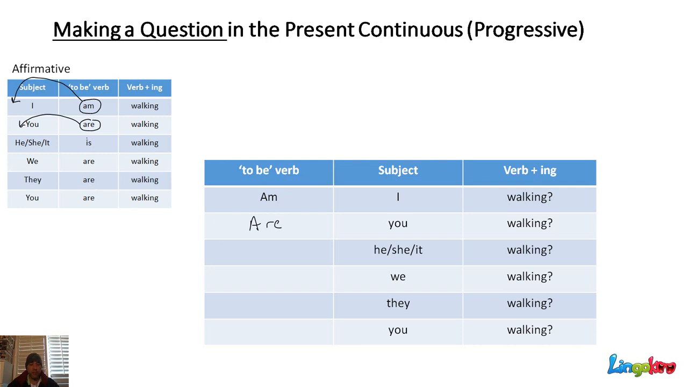Okay, to make the question, I find the to be verb. Here it is, the to be verb. Put it in the front. Okay? "Is he, she, it walking?" We are walking. All right, here we go. Again, put it in the front. "Are we walking?" Okay, to be verb. Put it in the front. "Are they walking?" And then here again, you are walking. Put the to be verb in the front. It becomes "Are you walking?" And this is the way we can make a question in the present continuous or present progressive.